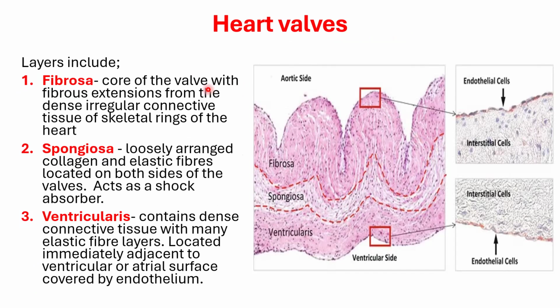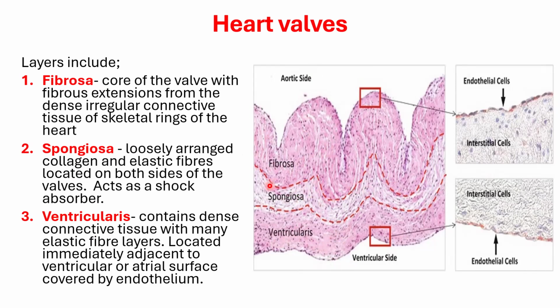We talk about the heart valves. Over the heart valves, what to note is that we have three layers: the fibrosa layer, the spongiosa layer, and the ventricularis layer. The fibrosa layer is the layer towards the aortic or the atrium side. Then on the lower part we have the ventricularis layer, which is on the ventricular side of the heart.